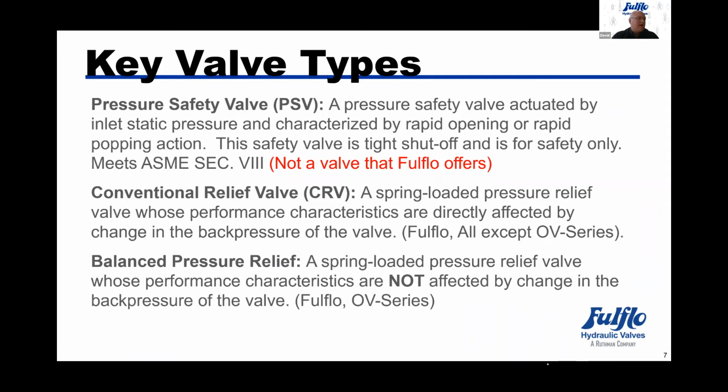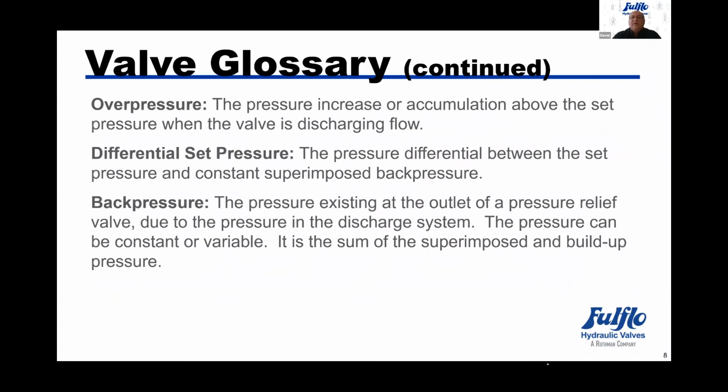Overpressure in a system is the pressure rise or accumulation above the set pressure when the valve is discharging flow. So overpressure could be a percentage of what the valve is set for. Differential set pressure is the difference between the set pressure and the constant superimposed or a variable superimposed back pressure.